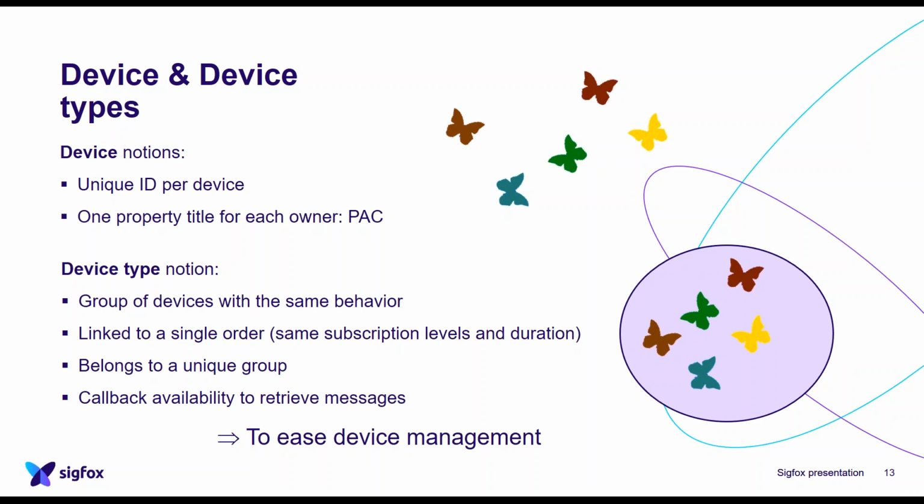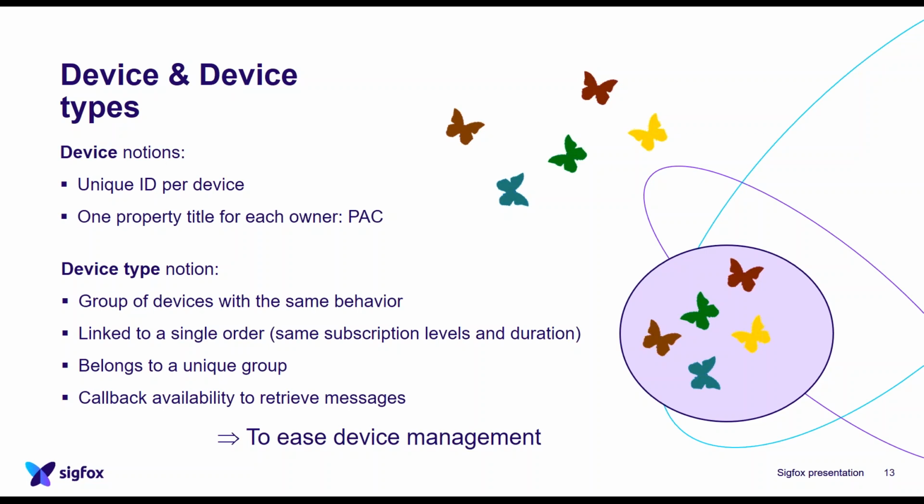The device notion is a unique device, so each device has its own unique ID and one property title for each owner, which is called the PAC, Portable Authorization Code. As the device has been spread among the world, in order to recognize the owner of this device ID, the owner has to register this ID with the PAC, the Portable Authorization Code, which is a one-time code that will allow him to have full access to this device.